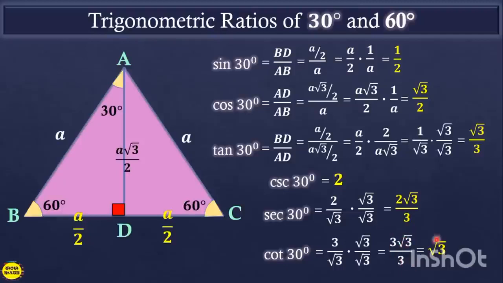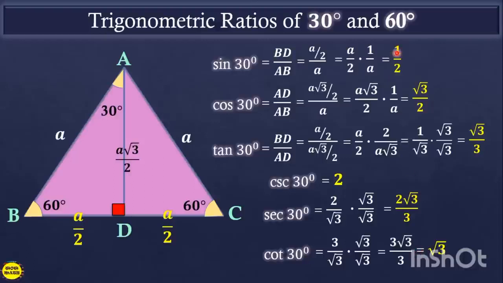So, ang final answer natin is square root of 3. Now, ito po ang trigonometric ratios for 30 degree angle. So, for sine 30, 1/2. Cosine 30, square root of 3 over 2. Tangent 30 is square root of 3 over 3. Cosecant 30 is 2. Secant 30 is 2 square root of 3 over 3. And cotangent 30 is square root of 3.